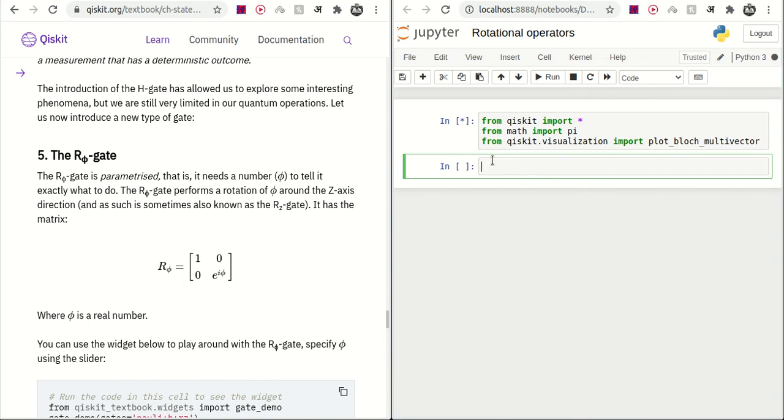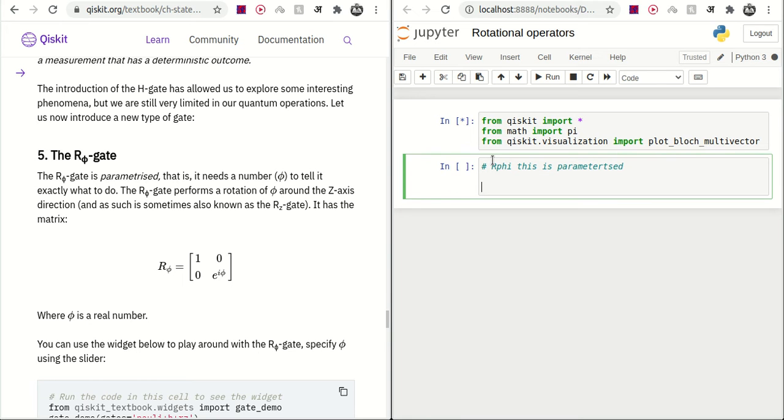The R phi gate is parameterized. That means the parameters are provided. It is also known as the RZ gate. Why is it for Z specifically? We can use it similarly for the x-axis, but we can convert it with the help of Hadamard, since we know that X is equal to Hadamard, Z, and Hadamard. In the last lecture we studied that.